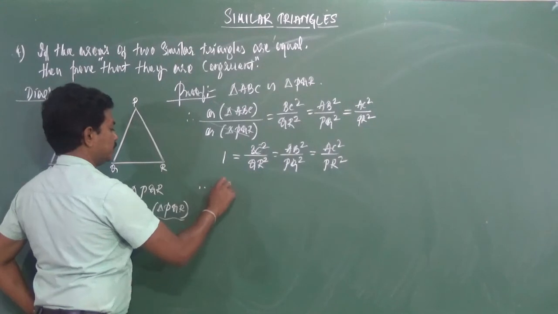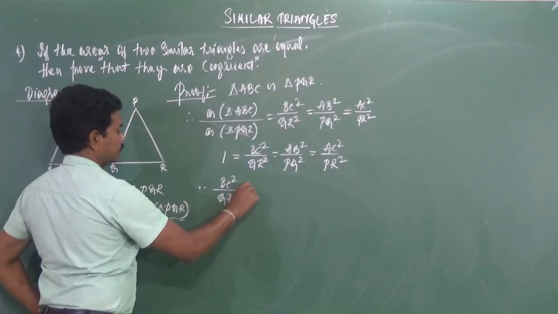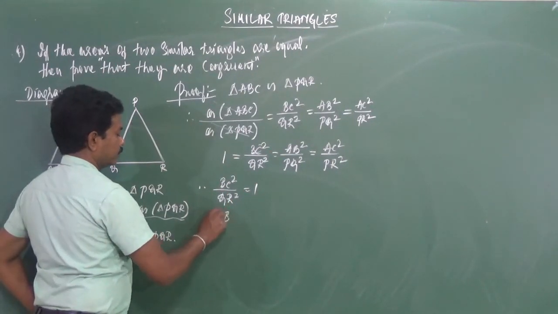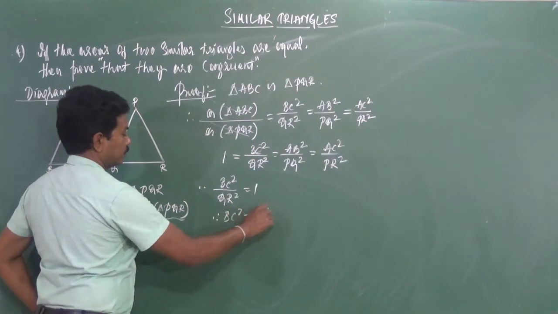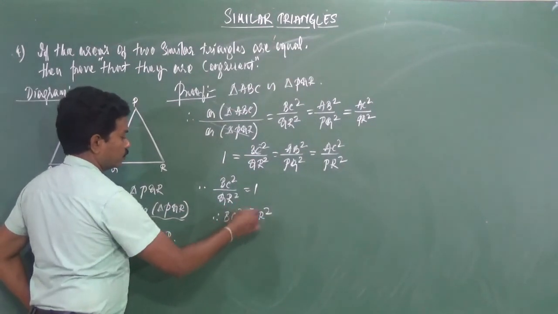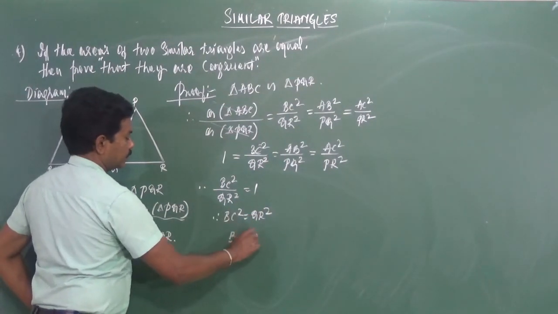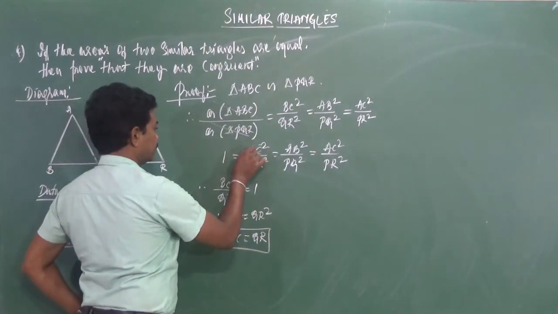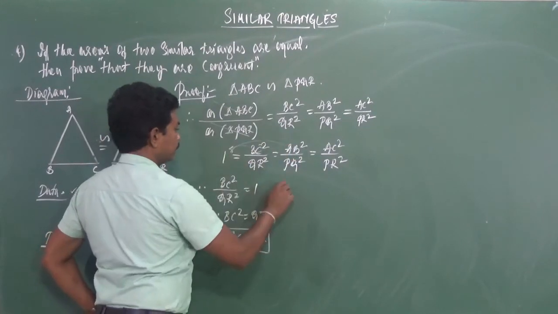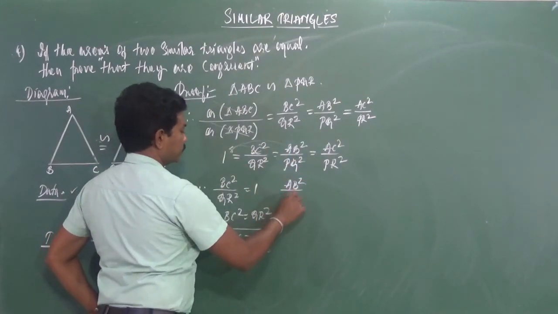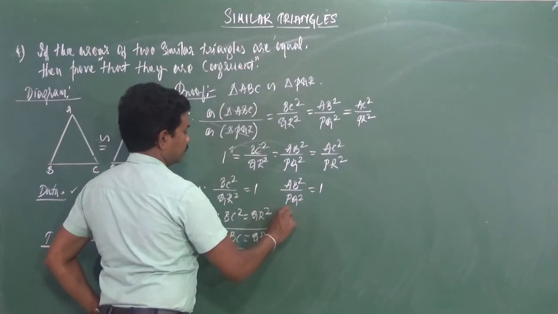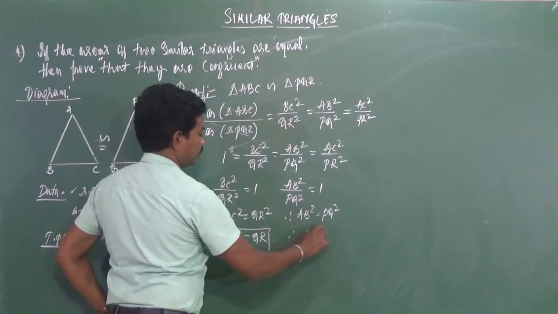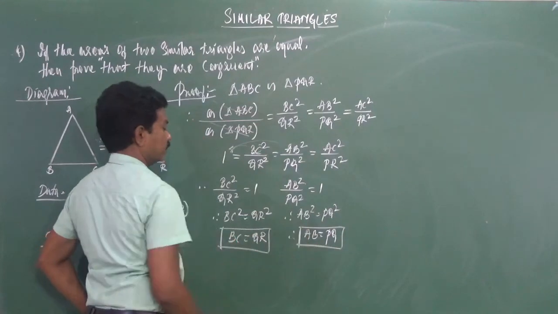So BC square by QR square is equal to 1. If a fraction is equal to 1, then the numerator will be equal to the denominator. Therefore BC square is equal to QR square. If you take square root on both sides, BC is equal to QR. This is one of the results we have got. Again, AB square by PQ square is equal to 1, so AB square is equal to PQ square. Therefore AB is equal to PQ. This is another result we have got.